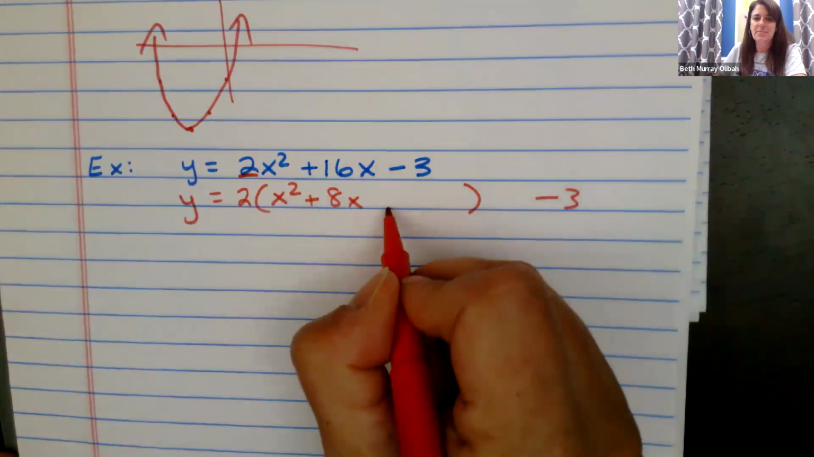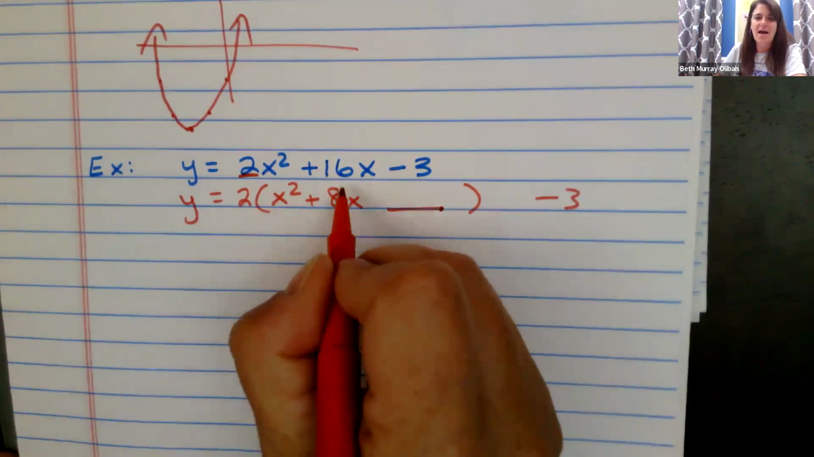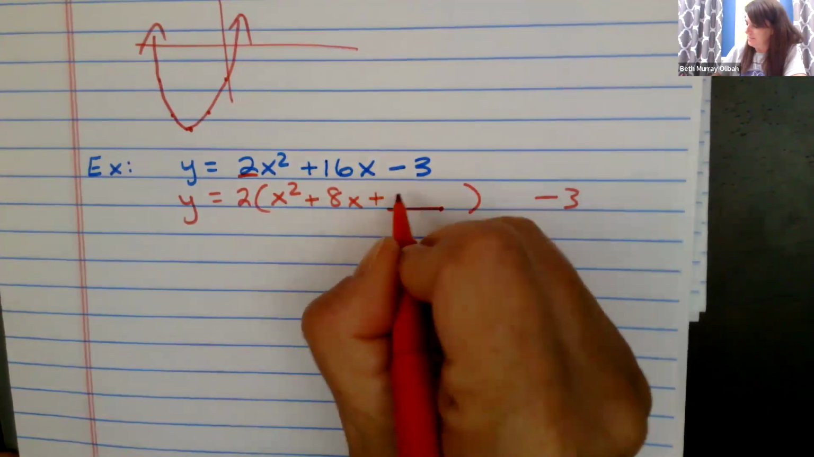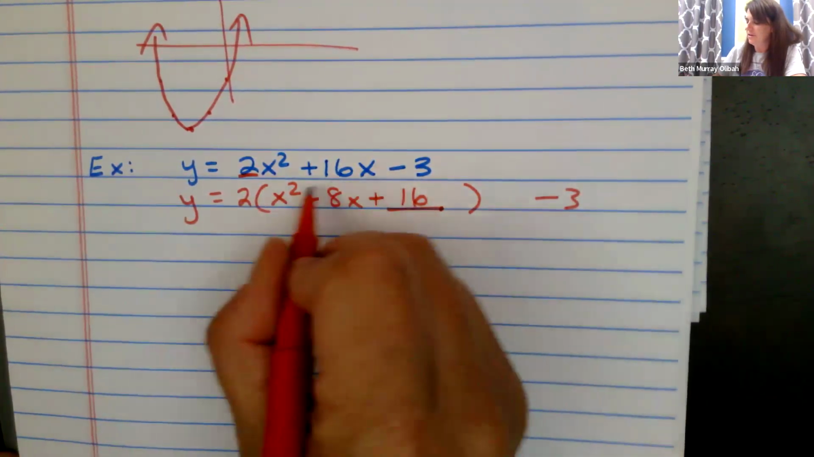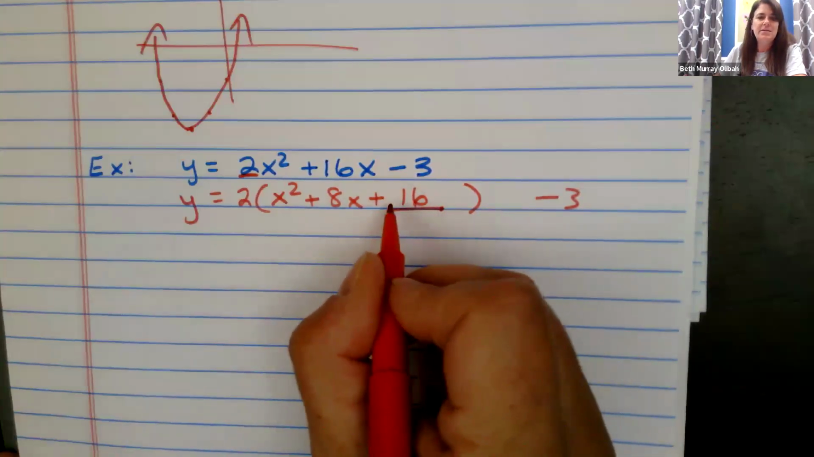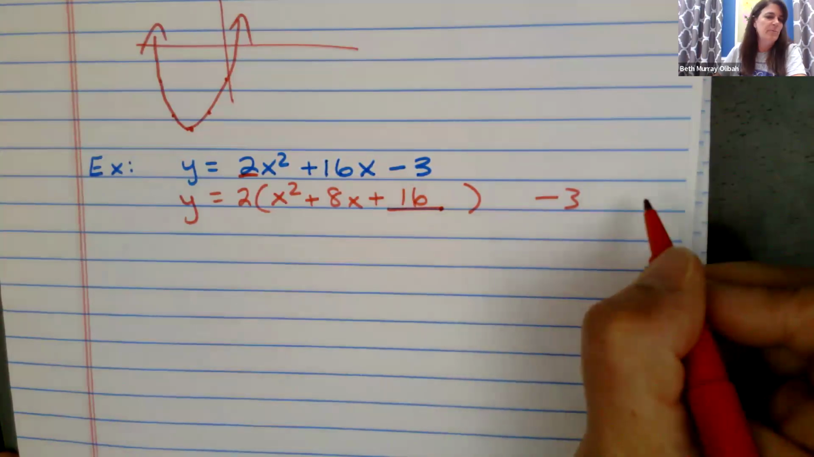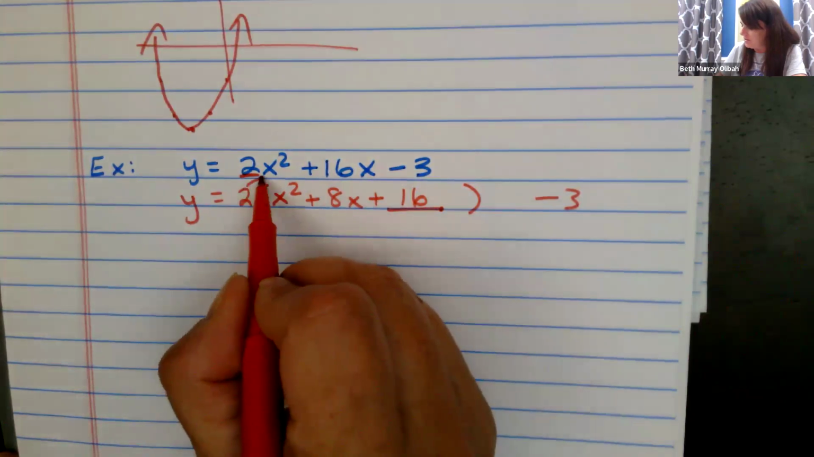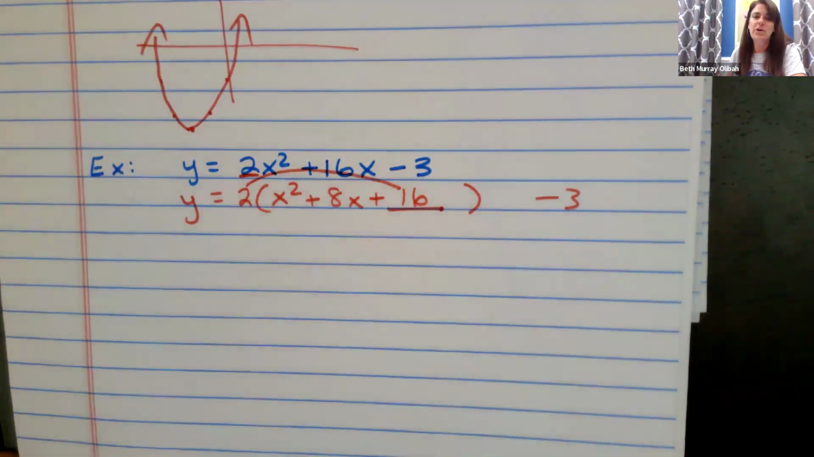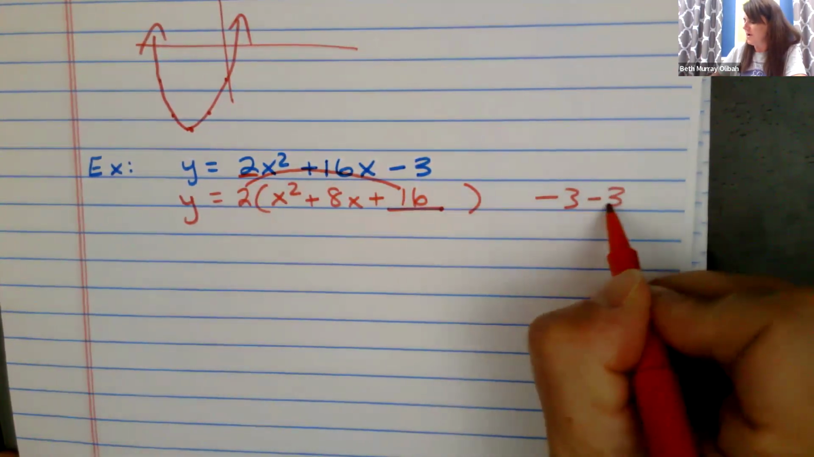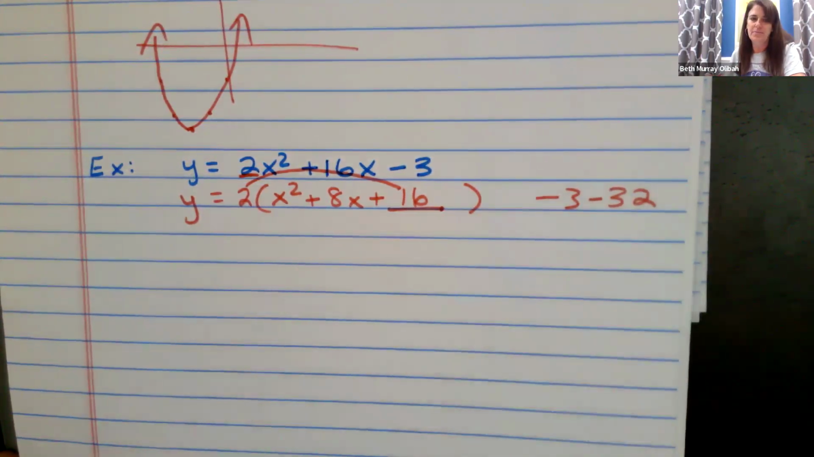So what is the nice magic number I need to add here? Half of 8 is 4, squared, so 16. That is the number that's going to let me do that trick where I can factor this nicely. But if I randomly added 16, I need to do something here, but it is not -16, because don't forget that there was this 2 out front, which really means I added 32 there. So if I randomly added 32 here, I need to subtract 32 to be fair.